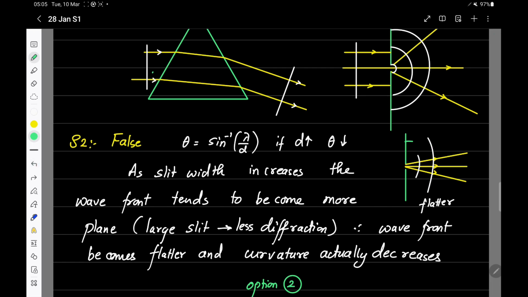So remember, when the slit is smaller, the flaring out of light is more. How am I saying that? Recall, in diffraction, what is the angular position of the first minima? The angular position of the first minima is sine inverse of lambda by d, where d is the slit width. So if you increase the slit width, theta will decrease. Sine is an increasing function, right? So if you increase the slit width d, theta will decrease. Means flaring out will decrease if you increase the slit width.